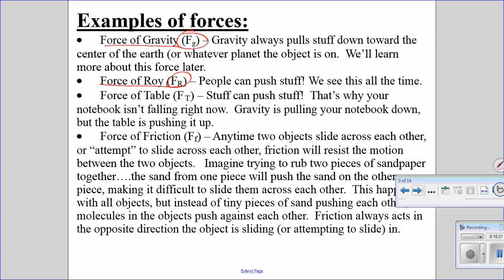All right, so where does it come from? Well, again, it goes back to the electrons. On a molecular level, the surface of this floor is not perfectly flat, right? The floor is made of molecules, right? These molecules have little bumps and ridges and stuff, right?